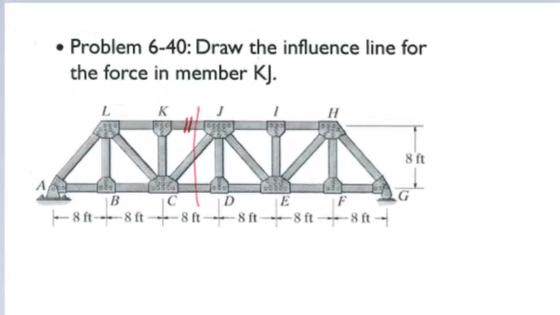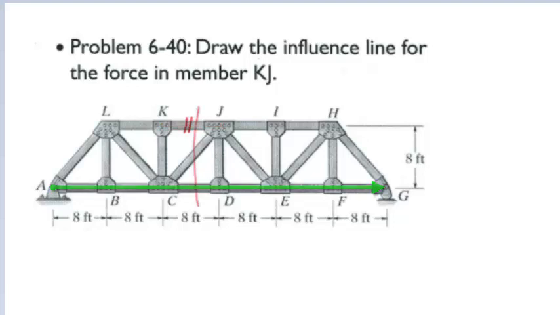This example will show how to draw influence lines in a truss. For the truss shown in the figure, we will draw the influence line for the member force in Kj. The moving unit load will move along the bottom part of the truss from A to G.